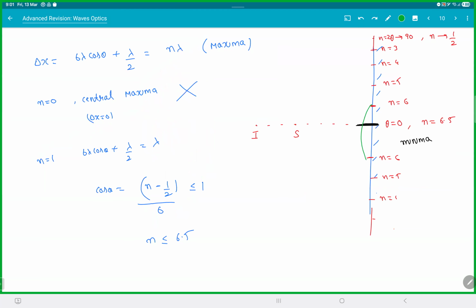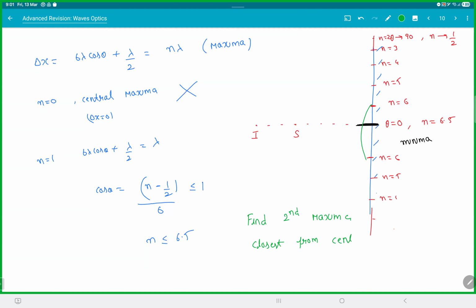Now here you have to be careful, okay? There's a small thing. They'll ask you like this: find the second maxima closest from the center. Look at the words. Find the second maxima closest from the center. Which maxima are they talking about? People will think n is equal to 2. That is the way people get trapped. Find the second maxima closest from center.